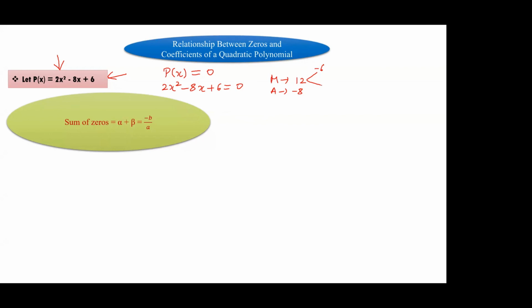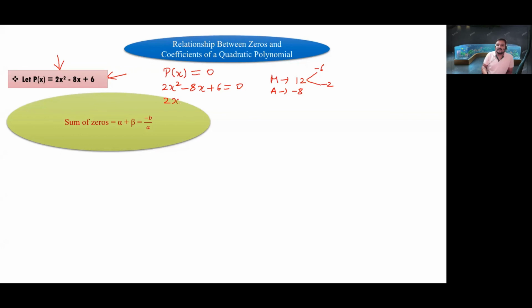Sir, minus 4 and minus 3. -6 and -2. Okay. So, in place of the middle term, what can we write? 2x square minus 6x minus 2x plus 6 will be equal to 0. So from the first two terms, what is common? 2x is common. So what is remaining? x minus 3 is remaining.